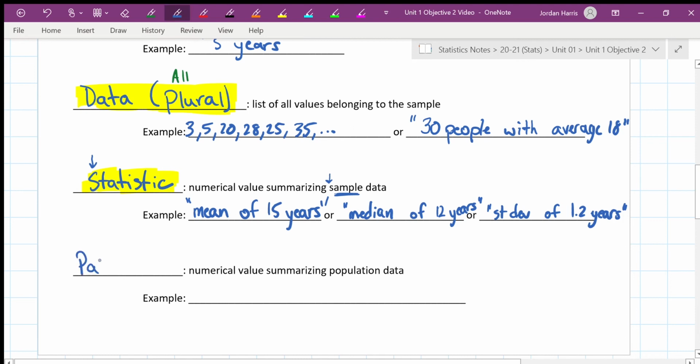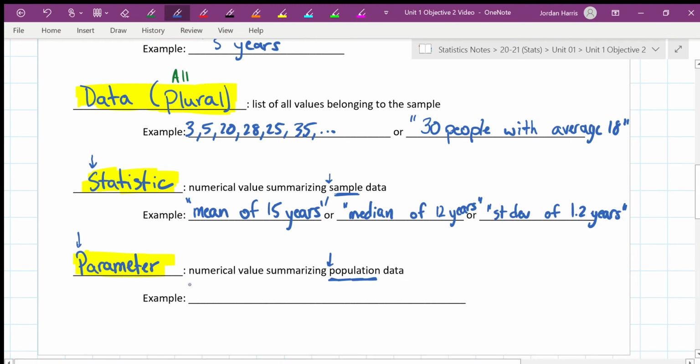Next term is a parameter. Okay, this one is, notice it's basically the same definition. The only word that's different is population. So instead of summarizing the sample we got, which is the small subset we use, this would be somehow you got information about the entire population. Okay, that makes it a parameter. So notice starting letter P, parameter, starting letter P, population. A parameter relates to a population, where a statistic relates to a sample. Look at the first letter, it's a big hint.